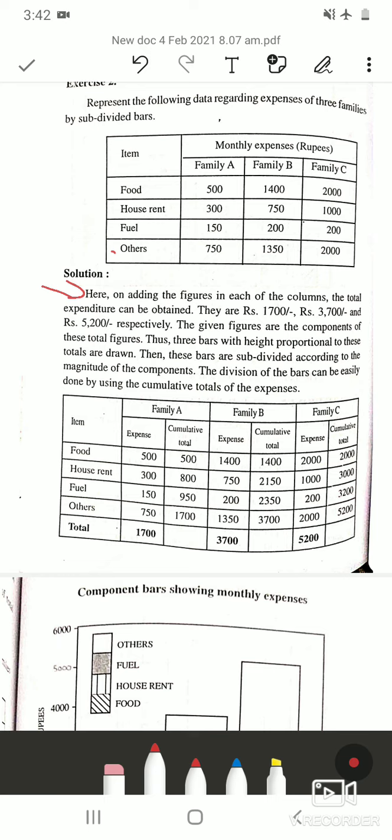The given figures are components of these total figures. Thus 3 bars with height proportional to these 3 totals are drawn. Then these bars are subdivided according to the magnitude of the components. The division of the bars can be easily done by using the cumulative total of the expenses. So we are finding cumulative total because we have to show the subdivision, that is we have to show the components in one rectangular box. So to get those components, we have to find the cumulative total. So to draw the height of the rectangular box, we have to see the total of each family.